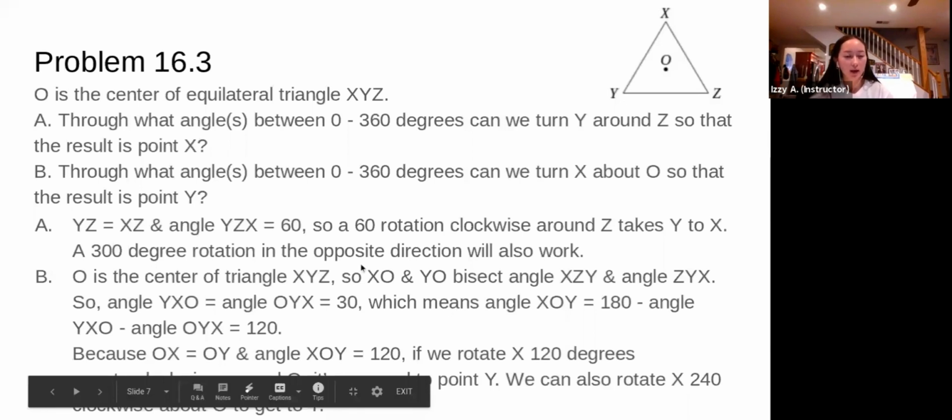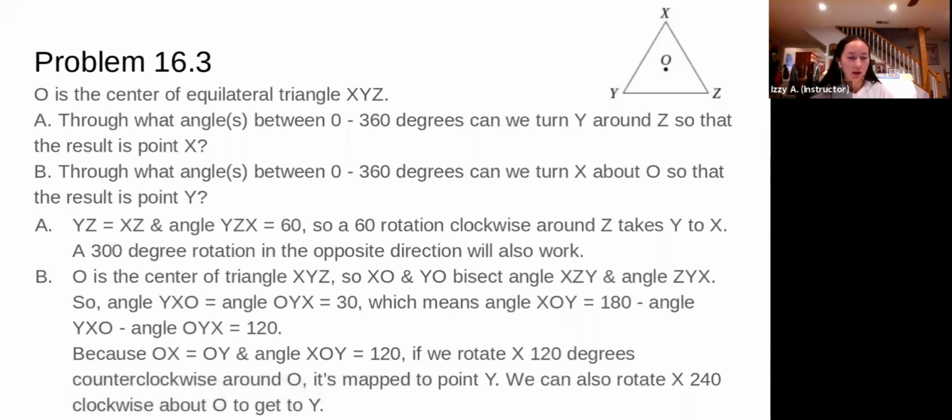And because OX is equal to OY and angle XOY is equal to 120, if we rotate X 120 degrees counterclockwise around O, it's going to be mapped to the point Y. We can also rotate X 240 degrees clockwise about O to get to Y. So it's pretty straightforward, but you can rotate the shape in two different directions and you'll still get the same result.